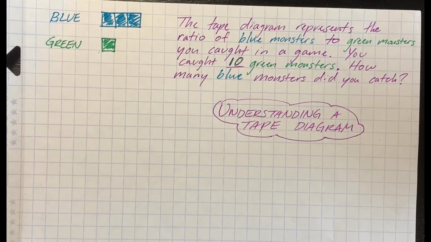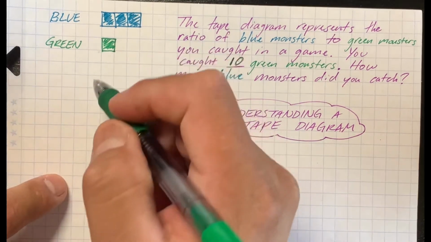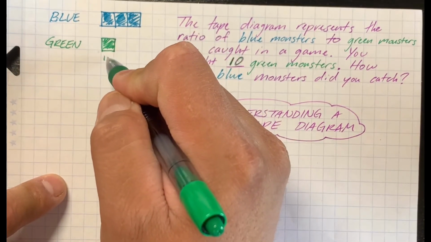Alright, so we're going to use this understanding of a tape diagram. So let's read this situation here. It reads that the tape diagram we see here represents the ratio of blue monsters to green monsters that you caught in a game. So you caught 10 green monsters. How many blue monsters did you catch? So that being said, again, you caught 10 green monsters.